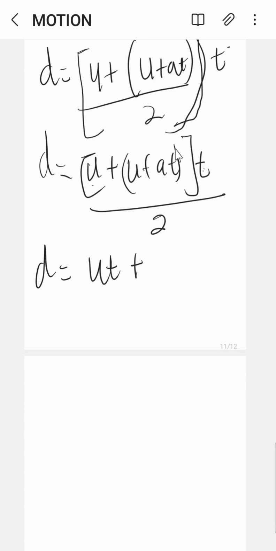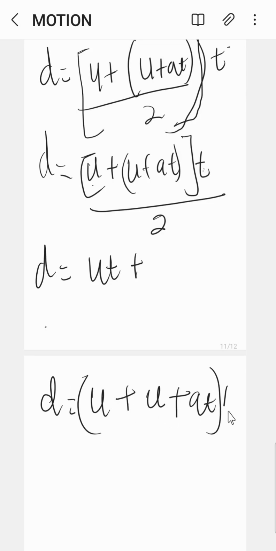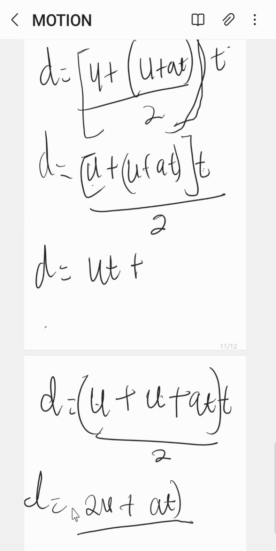Before we go and complicate things, I think we can just do this. Since u is common, it could help us add things there, so let's take it out of the bracket. Positive 1 times u will give you positive u. Positive 1 multiplied by positive at will give you positive at. This whole thing is multiplied by t over 2. So now d is going to be u plus u, which gives 2u, plus at, multiplied by t over 2.